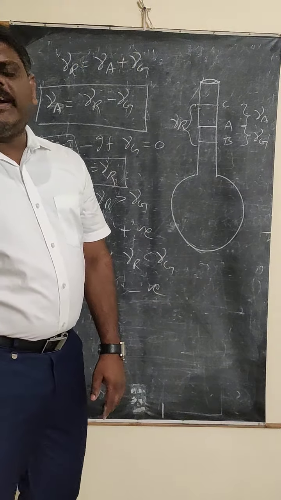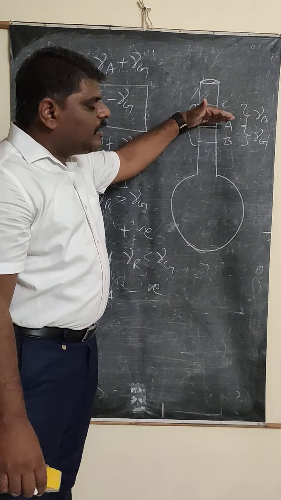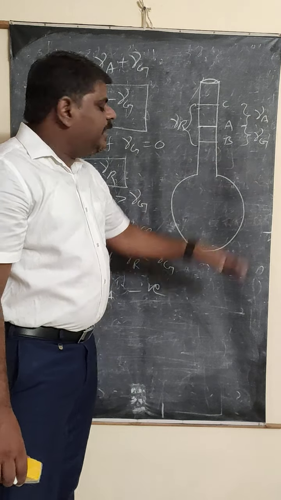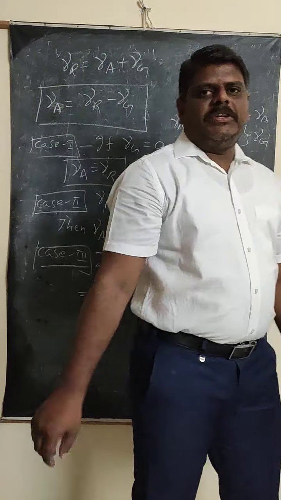I think now you understood. What happens when gamma a is negative? Then definitely the liquid level decreases. So these are the 3 cases you need to remember, which are very important for the competitive exams.